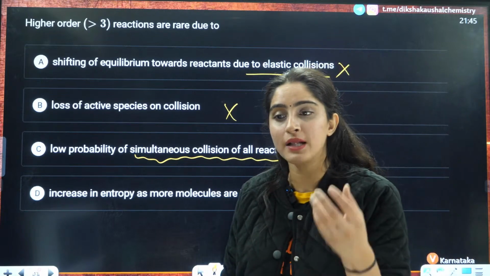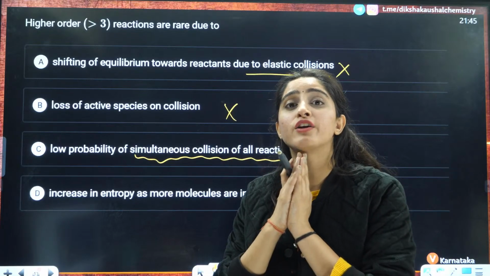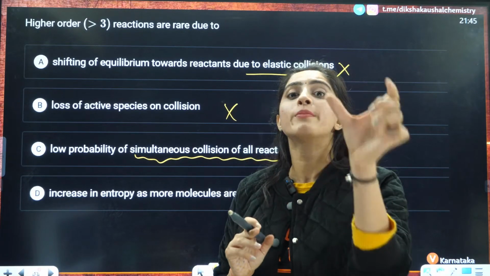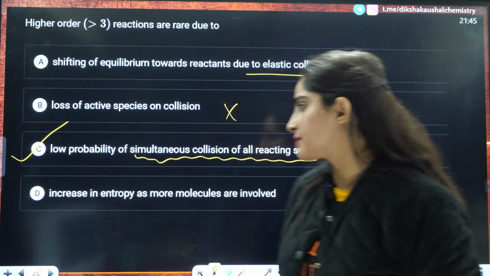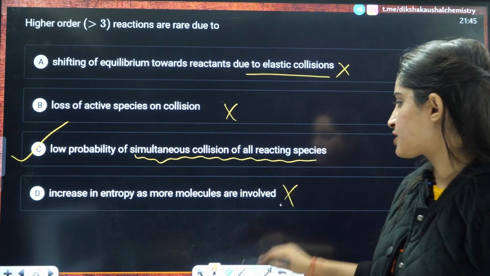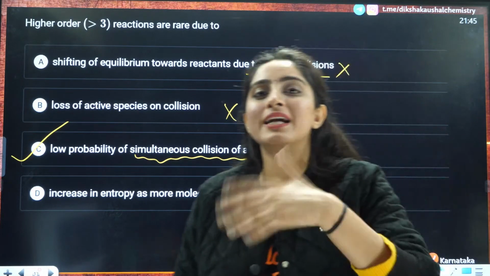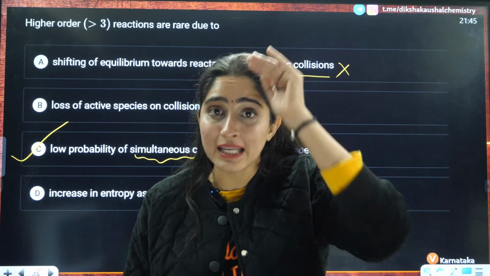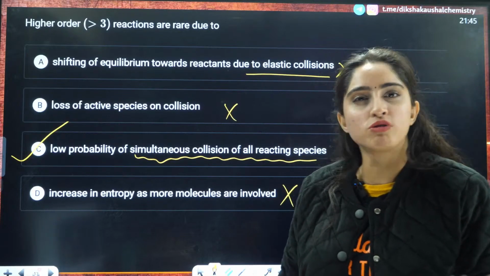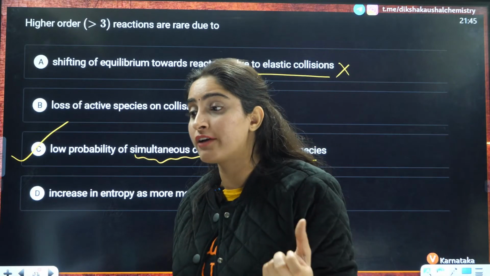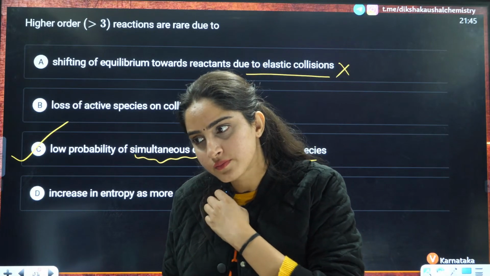For example, there are so many species colliding with each other. With 4 species, it will be very difficult for them to collide because the probability factor will decrease here. So that is your correct answer. Increase in entropy has no relation with that. The probability will decrease, and hence with more than 3 molecules it is very difficult for them to collide and give an effective collision.